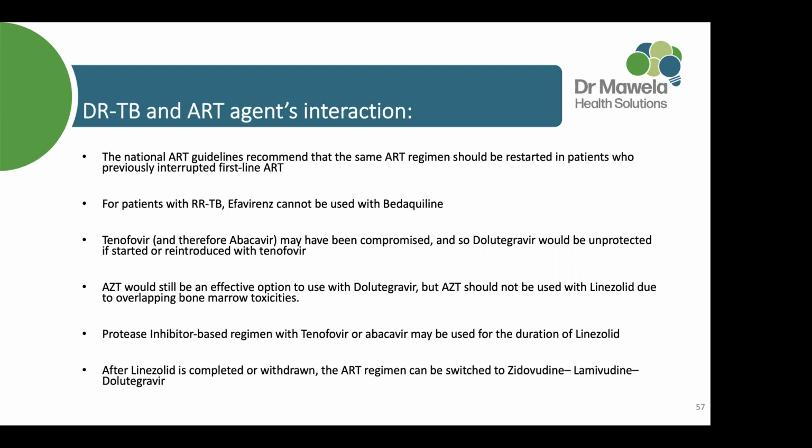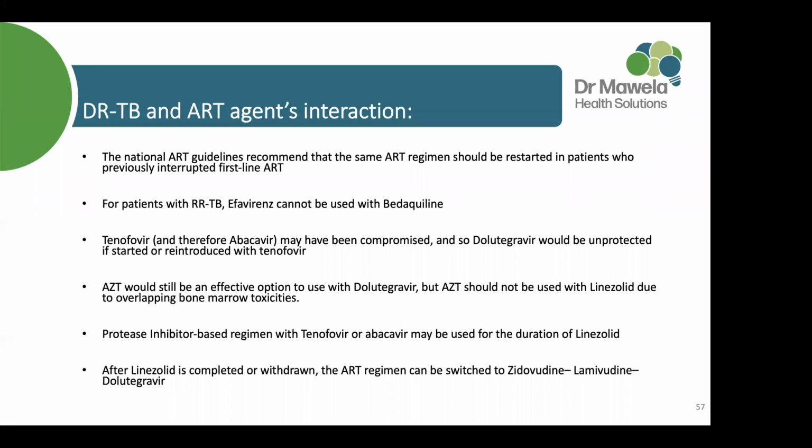So what is the best regimen for a previous defaulter on efavirenz who's also having drug-resistant TB? What is the best thing to do? Is to not give DTG, is to give lopinavir, ritonavir, lamivudine, right? And with the same tenofovir. Because remember, lopinavir, ritonavir is a very good drug. It doesn't matter which NRTI backbone you use, you can still use the drug.